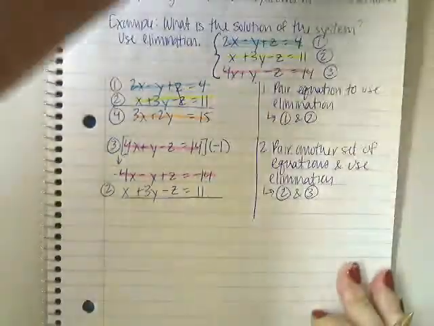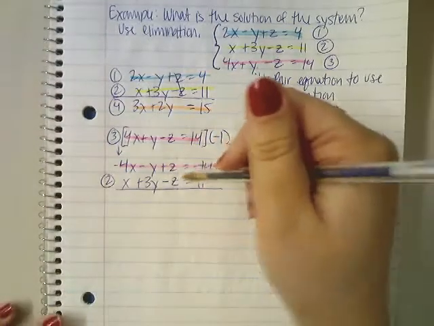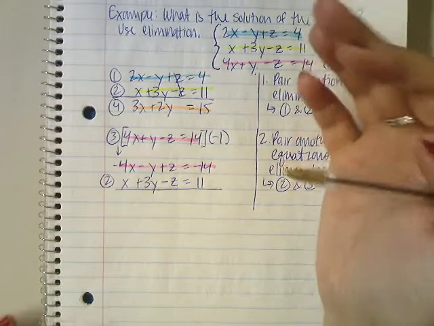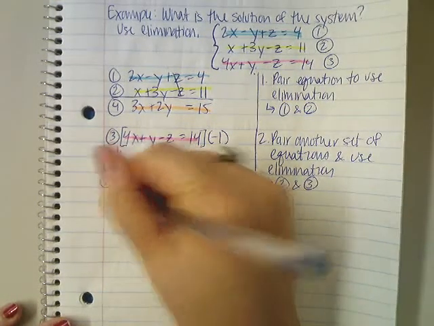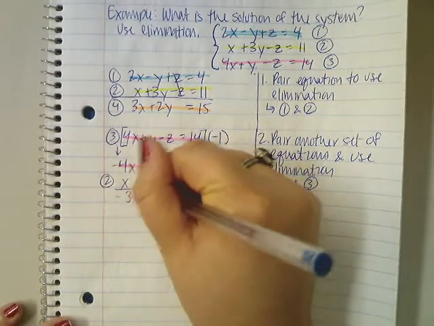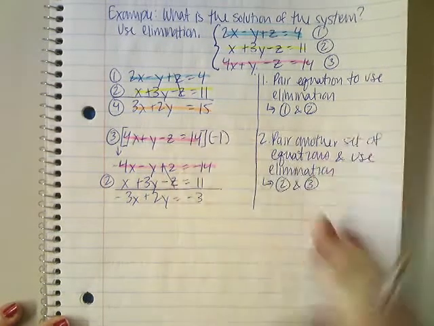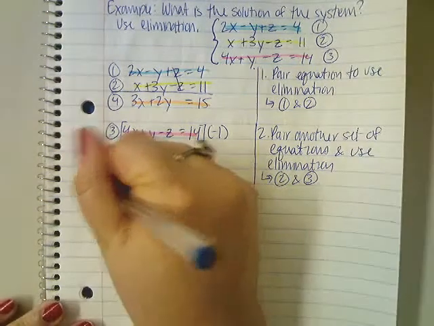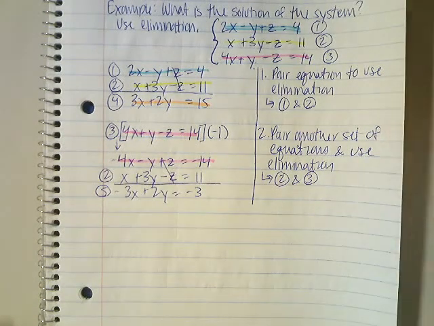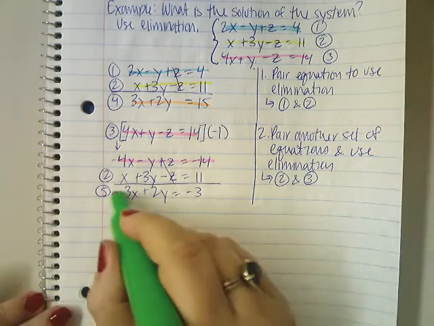So hopefully you're following along. I'm eliminating again because I'm trying to get 2 equations in 2 variables. So here my z's cancel again, and I'm left with negative 3x plus 2y equals negative 3. That's my fifth equation, which I will use green for.